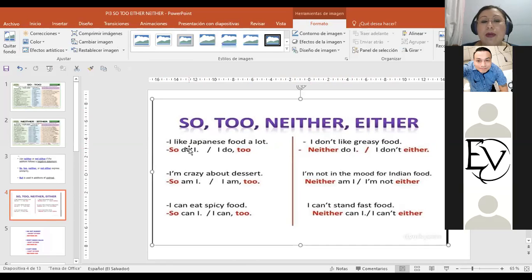Es como que digamos, yo digo la primera, I like Japanese food a lot, y digamos que Julie me dijera, so do I. I like Japanese food too, or I do too, ¿verdad? Entonces luego Julie dice, I don't like greasy food. Entonces yo la secundo y digo, neither do I, ¿verdad? ¿Sí? ¿Se entiende lo que vamos a hacer? ¿Me doy a entender? Yes.